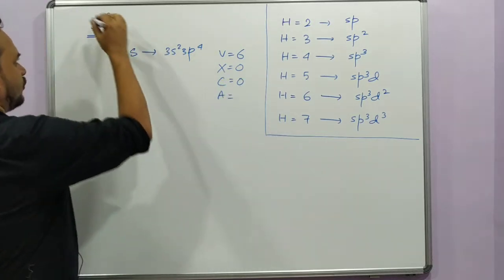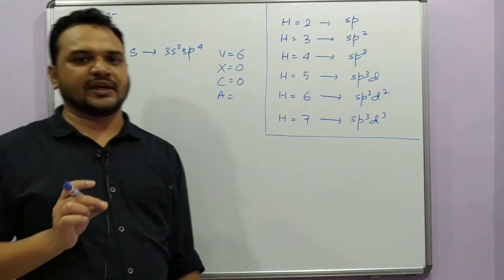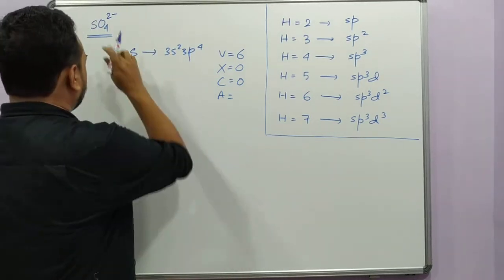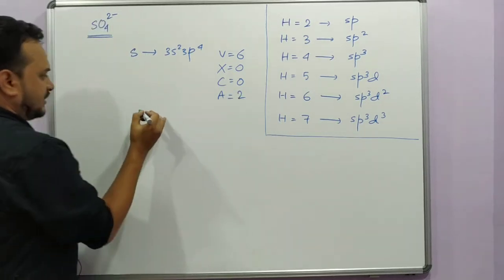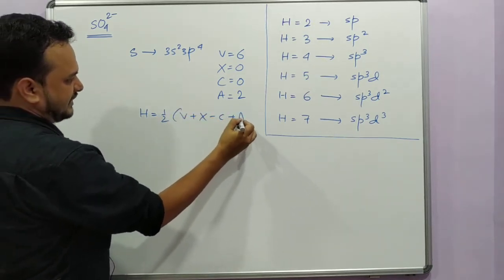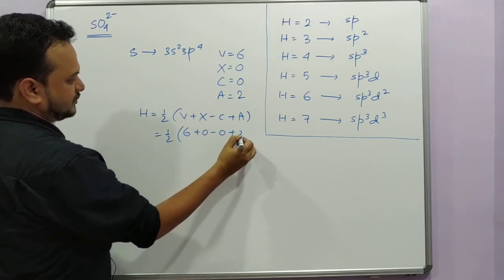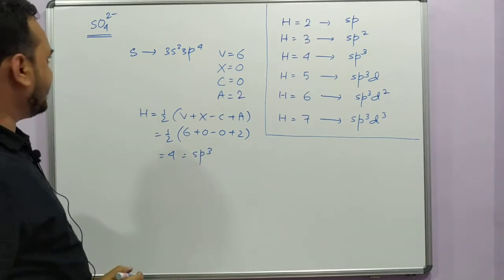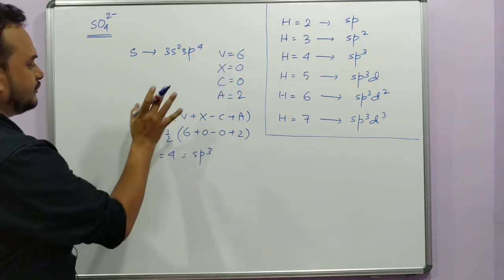But the species overall has 2 negative charge, and as I said, we are not going to take the charge with the sign. We will take only the value, only the mod value. So the value of this charge is 2, the sign is negative, so we will take only the value 2. Now apply the formula H equals half into V plus X minus C plus A. So that will be equals half into 6 plus 0 minus 0 plus 2. That is equals 4. So sp3. So here sulfur again is sp3 hybridized. That information is available by using this formula.